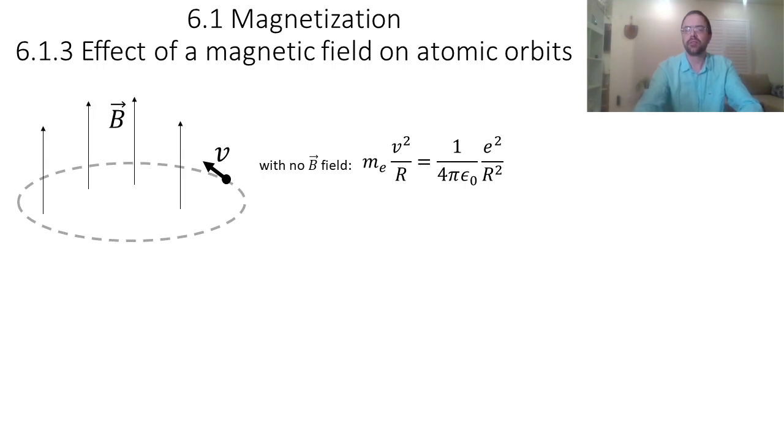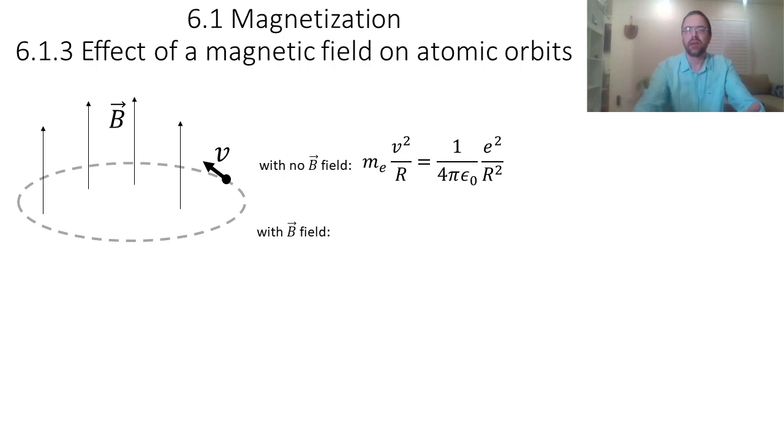Now, let's say that we turn on a magnetic field. The magnetic field is uniform and is pointing up, perpendicular to the plane of the orbit. With a magnetic field, we have now an additional force on the electron, which is the Lorentz force, right? q v cross B.